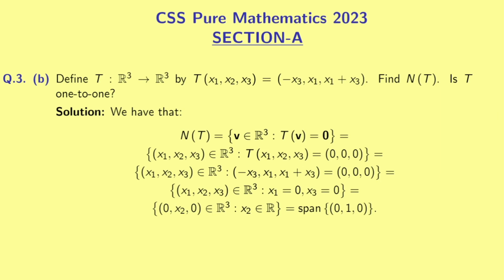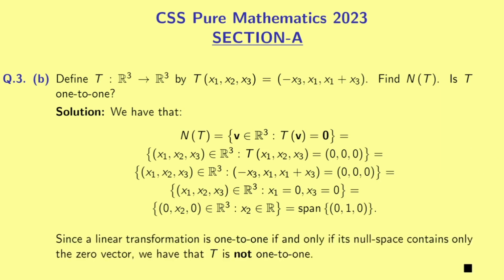So we found the null space as we were required, and now let's answer the question: is T 1 to 1? Well, no, because there's a theorem that says that a linear transformation is 1 to 1 if and only if its null space contains only the zero vector. So since here the null space is a set which, for example, contains the vector 0, 1, 0, it's not the set which only contains the zero vector, and therefore T is not 1 to 1.